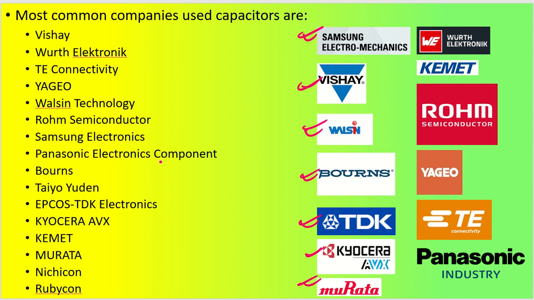Then we have Murata. Then we have Wurth Electronics, one of the best capacitor manufacturing companies these days. Then we have KEMET. Then we have Rohm Semiconductor, Yageo. Yageo has acquired KEMET. Then TE Connectivity is there. Panasonic is there. We have some others also like Nichicon, Rubycon, and so many more. These are some of the good manufacturers of capacitors. Any kind of capacitor that we need, we can get from these companies.